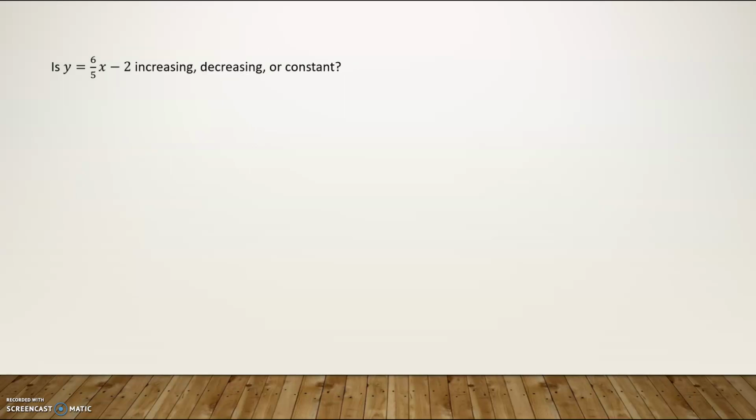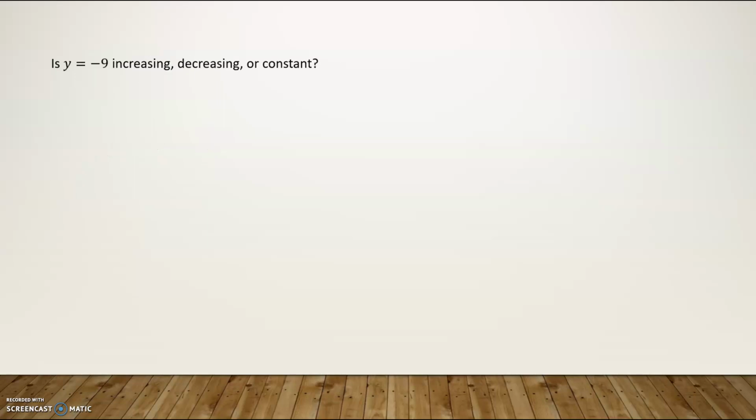Okay, so for this one, is y equals 6/5x minus 2 increasing, decreasing, or constant? Same thing, this is already in mx plus b format. If it wasn't, we would first need to put it into y equals mx plus b format, and then we can look at the slope. So the number right in front of x is a positive 6/5. So since it's positive, we know that it is an increasing function.